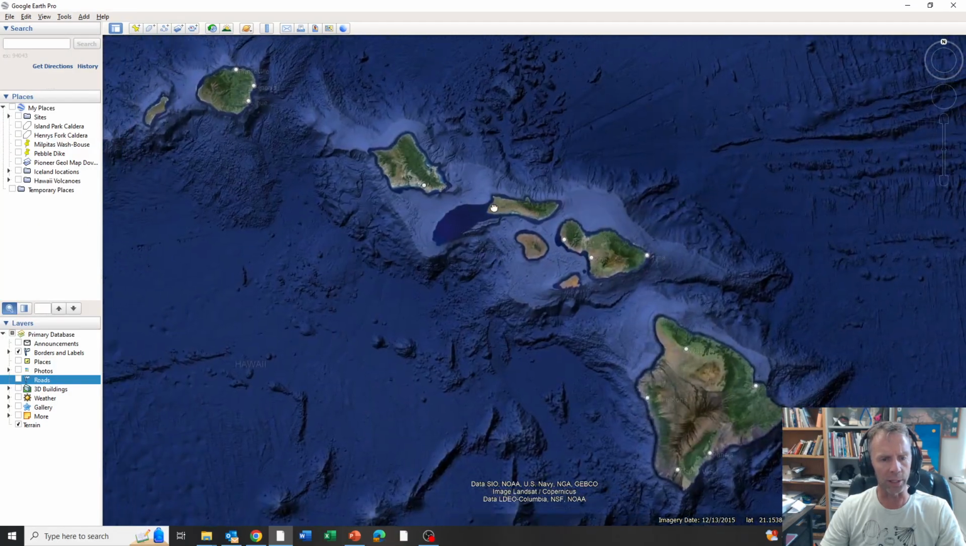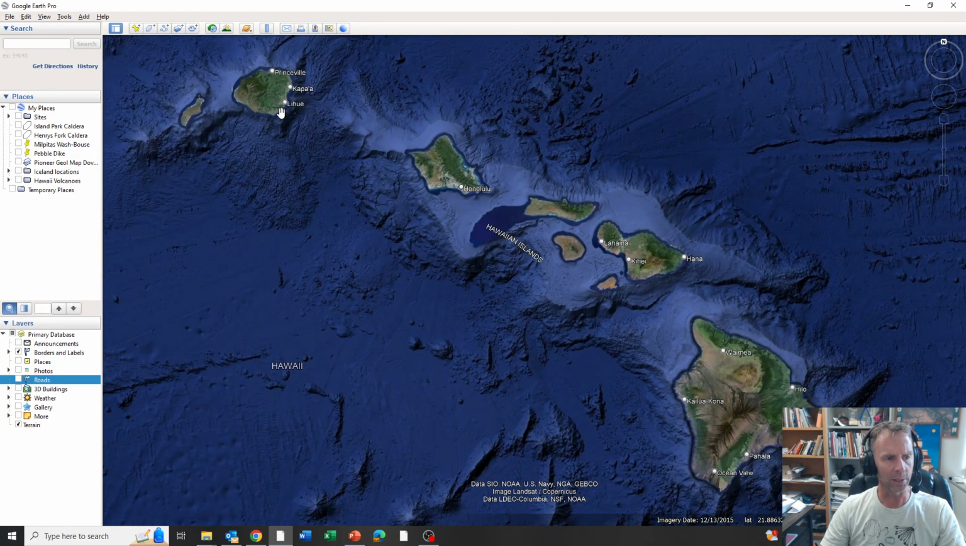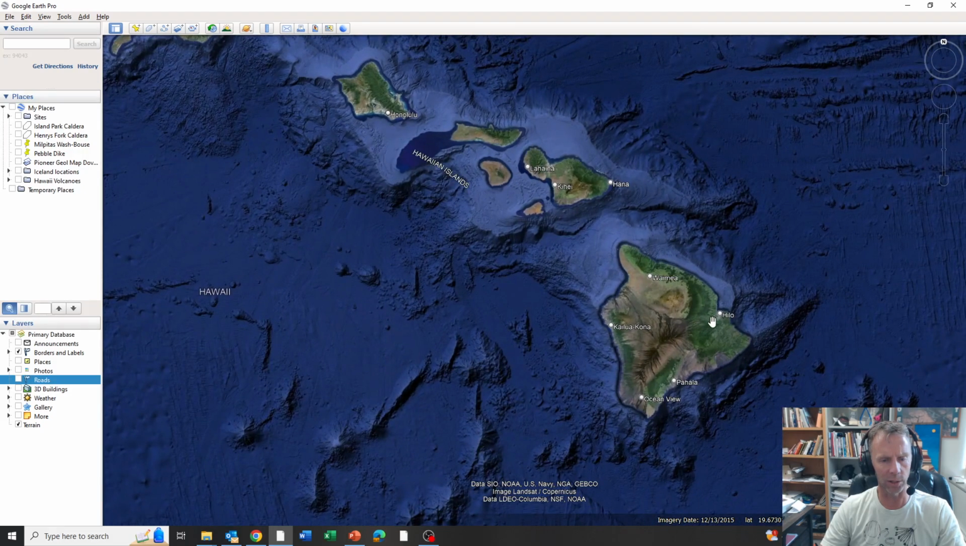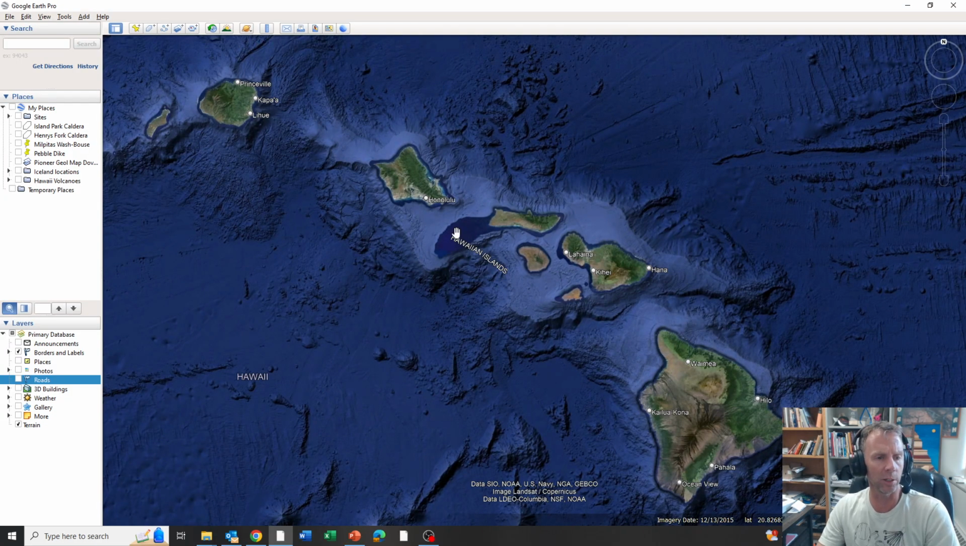A couple other cool things about Hawaii: the rocks get older to the northwest and younger to the southeast. We've mentioned that. There's also some interesting things when we look at the topography.